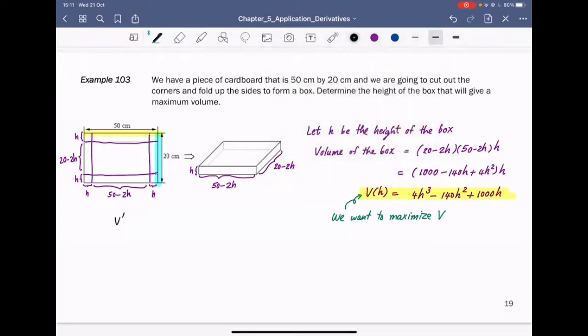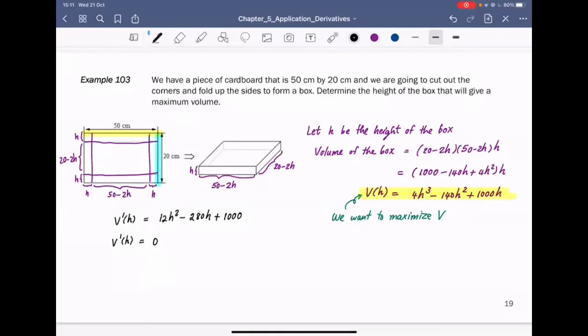So I'm going to differentiate one time. So I'm going to get 12h squared minus 280h plus 1000. And then after that, I need to solve for h, right? Because the critical value or critical number is going to happen at the point that the first derivative is equal to 0. So I can set the first derivative to be 0 and solve for it. So how do I solve 12h squared minus 280h plus 1000?